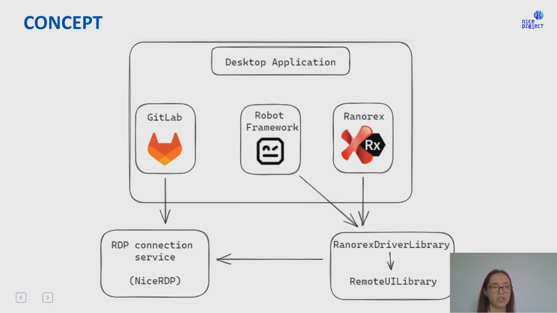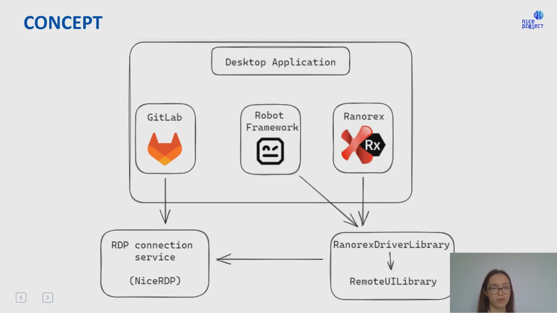Ranorex is a commercial test automation tool designed for desktop, web, and mobile applications and is dedicated for Windows. Its main product, Ranorex Studio, enables you to write tests using code, record actions, or utilize both methods, and also provides an easy-to-use tool for object recognition within the application. To write Robot Framework tests using Ranorex methods, we have developed a custom Robot Framework library named Remote UI Library, which I will discuss shortly.